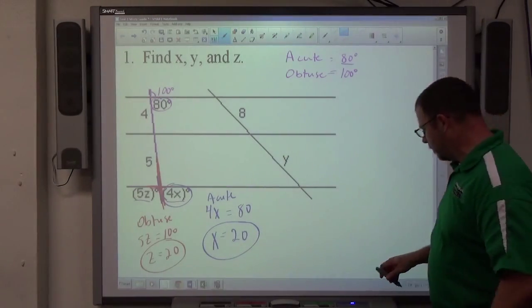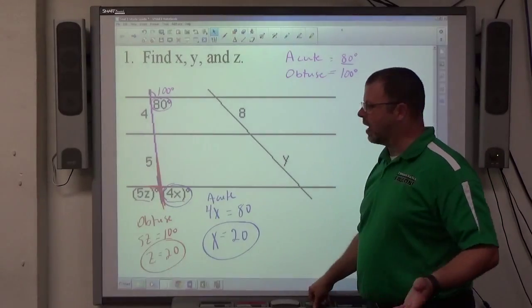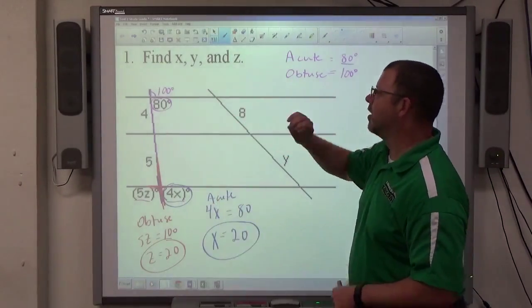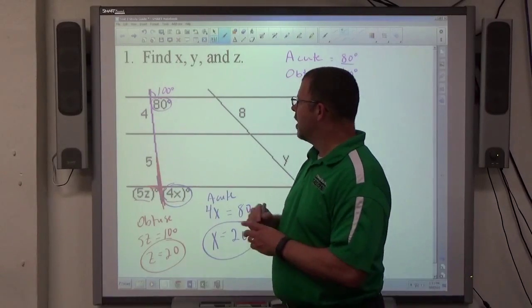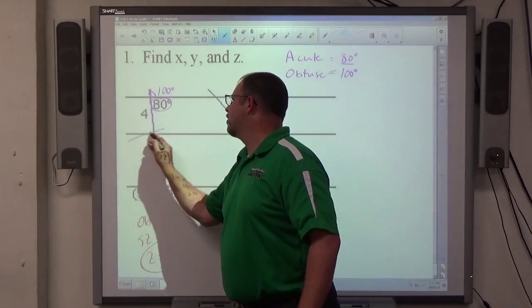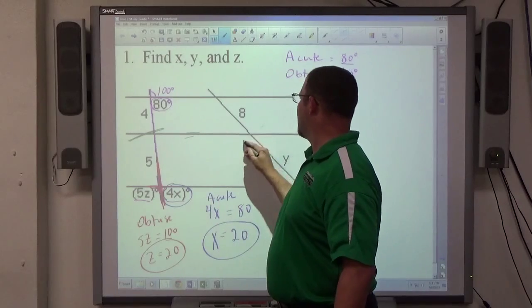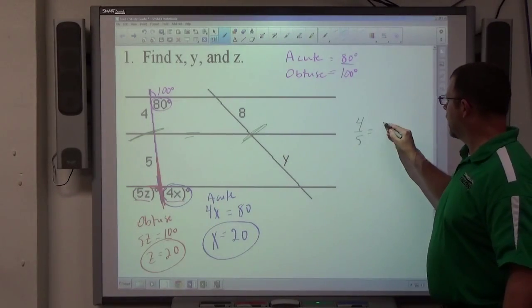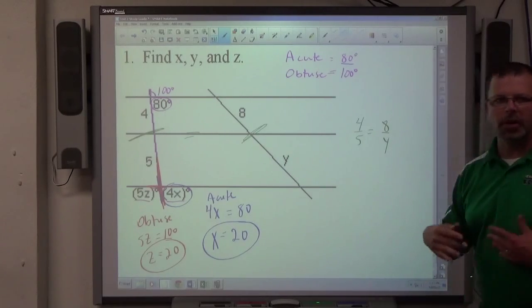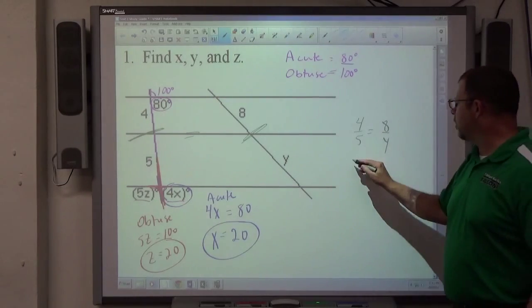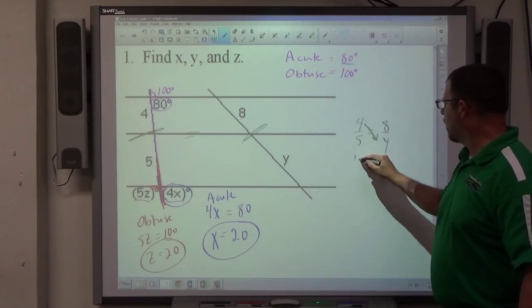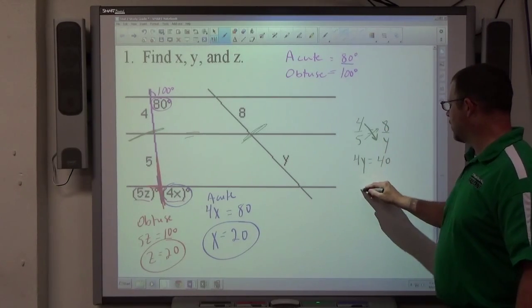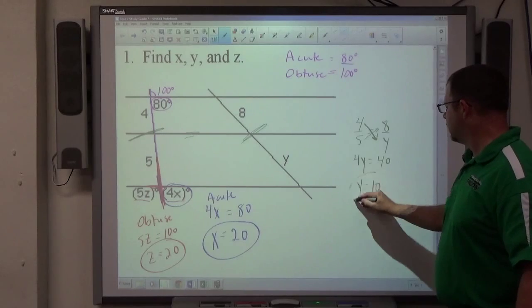Now y is a completely different kind of problem inside the same problem. So we have the same picture, same parallel lines cut by the same transversals. Now this fraction 4/5 is equal to this fraction 8 over y. So 4 over 5 is equal to 8 over y. So you create a proportion, you cross multiply, this product 4y is equal to this product 40. Dividing both sides by 4 leaves me with y equals 10.